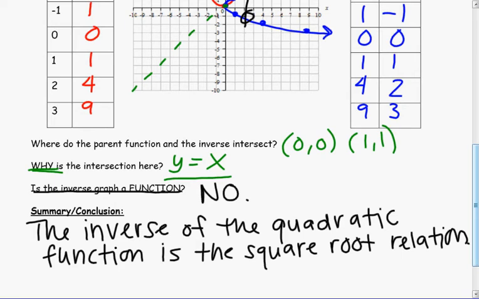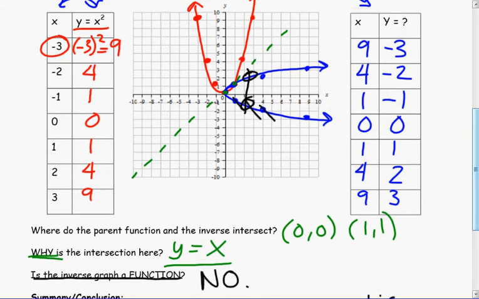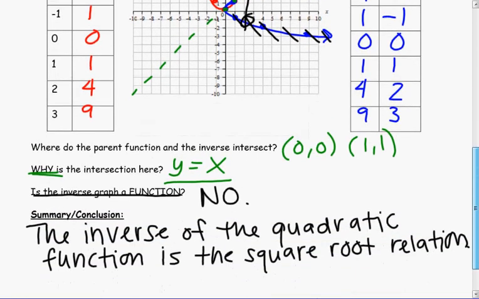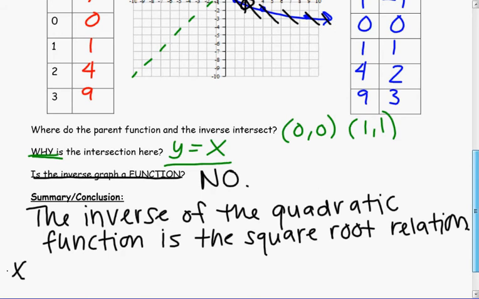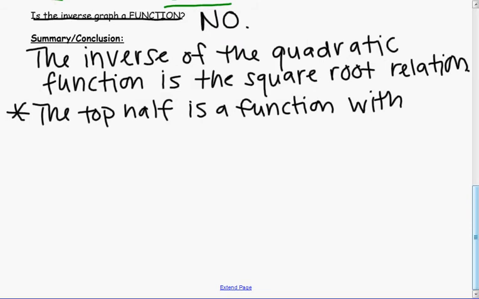Okay, and again, we're not going to call it a function yet until we take away the bottom half of this, half of the sideways parabola, and at that point we will be able to call it a square root function. So let's just make a little note of that. The top half is a function, and its equation is simply y equals the square root of x. And that is what we're going to study as the square root function.